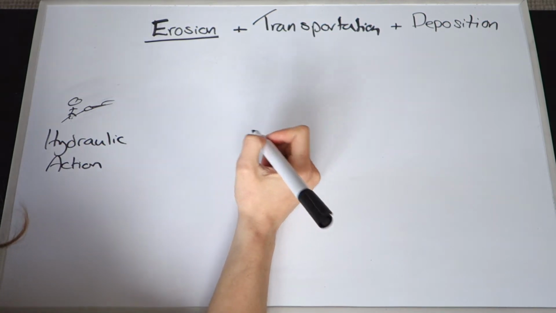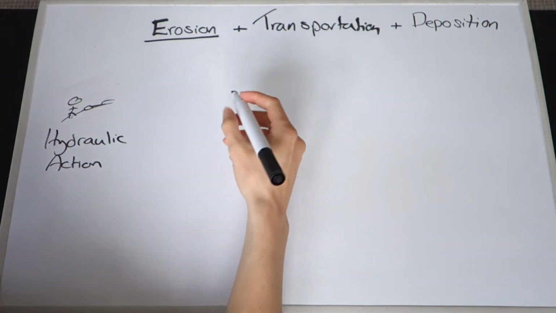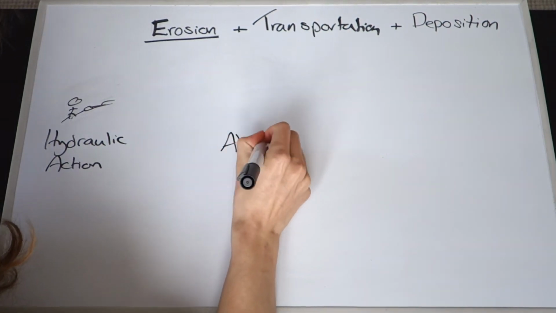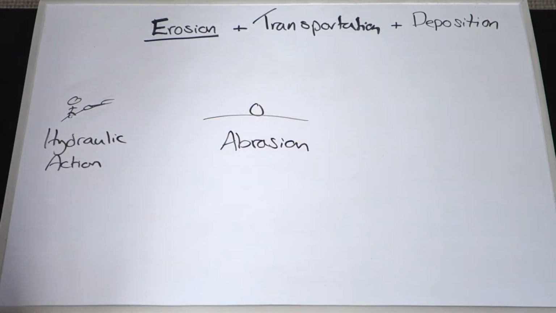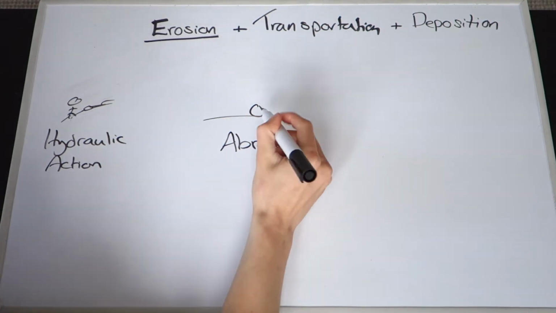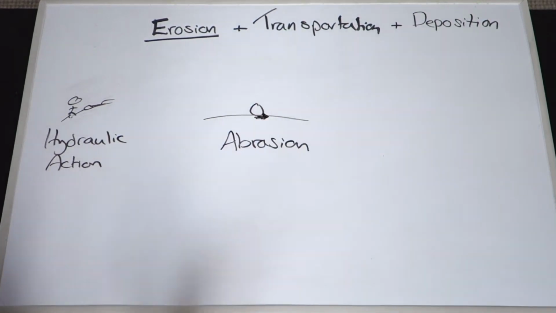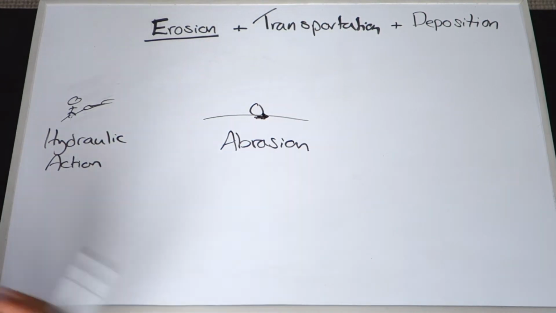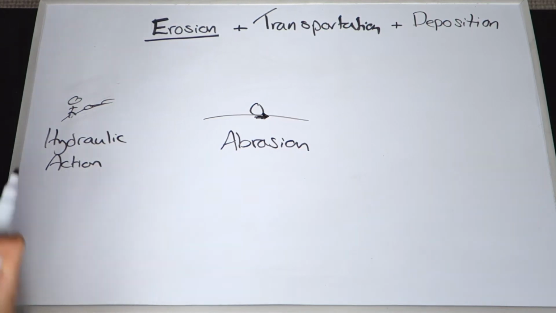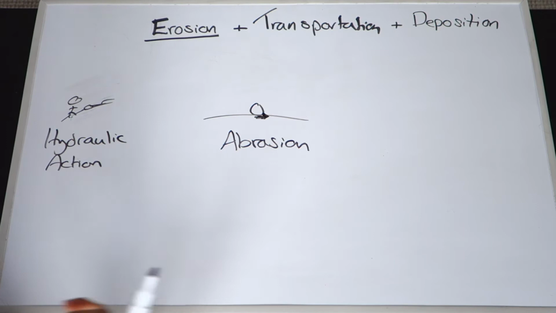There is a second way that rivers break down material. This is called abrasion. Abrasion happens when load that the river is carrying, so things that are in the river, scrape against the river bed and they scrape against the river bank. And abrasion is a bit like sandpaper. It's where you scrape against something and it breaks it down and makes it smaller and smoother.